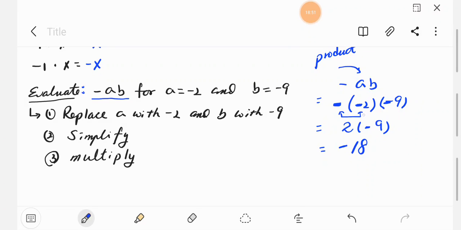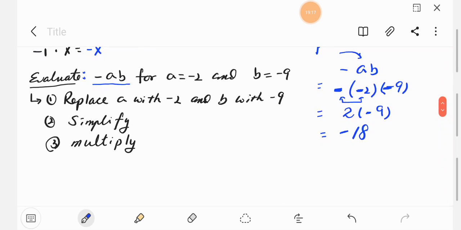So among these three negative numbers, negative signs, 2 became positive. So left over is 1. Right? So if an expression is a product and there are an odd number of negatives, then the result is negative. If this is a product. Okay, let's try more examples.